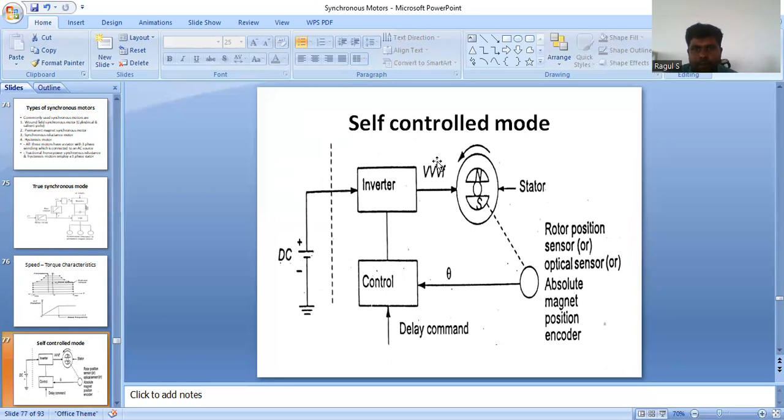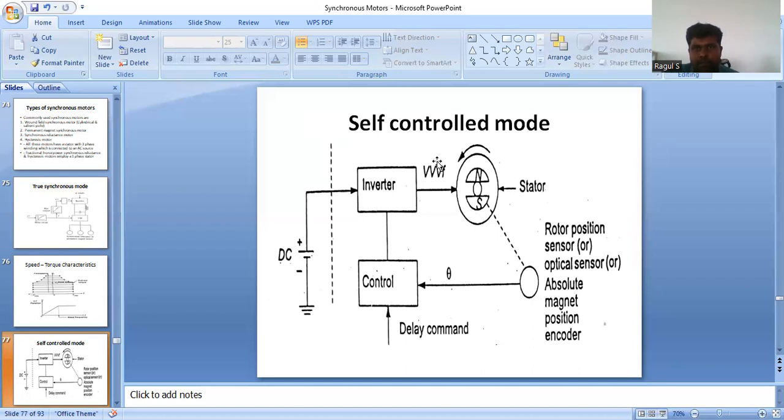That input value is compared in the controller, which has one comparator. That comparator compares the input value with the output voltage from the optical sensor or rotor position sensor. Both comparisons provide some deviations. Depending upon the deviations, the controller generates the triggering pulse of the inverter. Based upon that error, the controller will be generating the gate pulse.